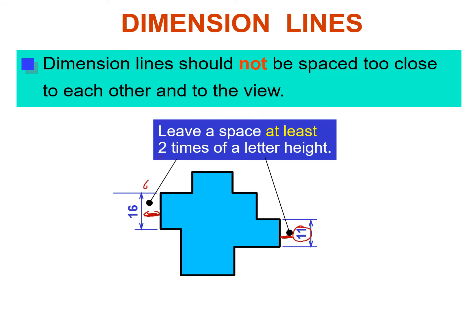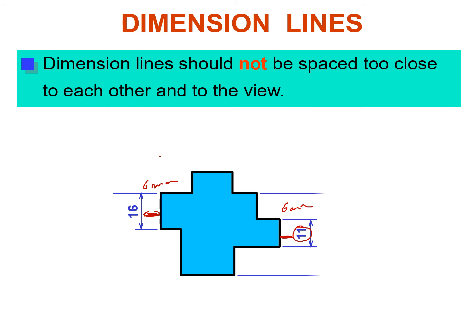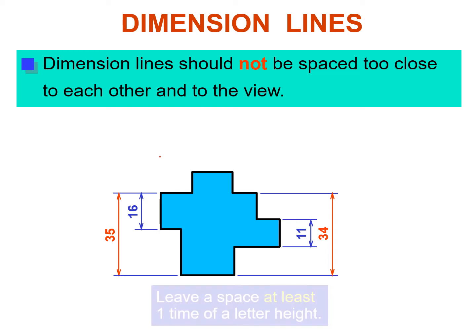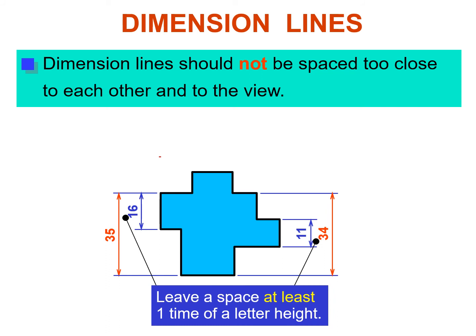2 times the letter height means that should be 6 mm of space. This should also be 6 millimeters of space. Similarly, right here, if you are again dimensioning another feature on the same object, then you should leave at least 3 mm of space. Leave a space of at least 1 times the letter height when you are dimensioning a feature above a feature that is already being dimensioned.